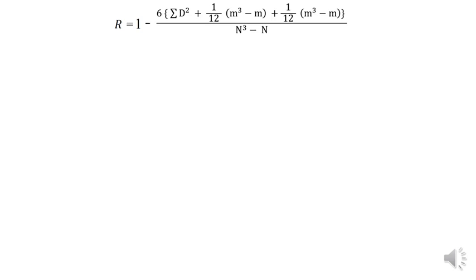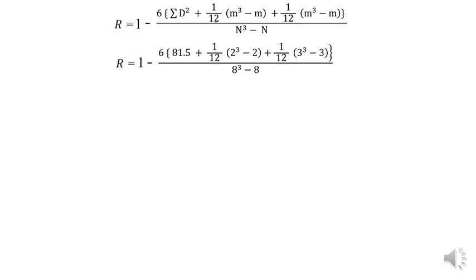So the formula will be R equals 1 minus 6 into sigma d square. As two ranks are repeating, we have to add 1 by 12 into m cube minus m, 2 times here. Observe the formula, whole divided by n cube minus n. Substitute the values. R equals 1 minus 6 into sigma d square. Sigma d square is 81.5.